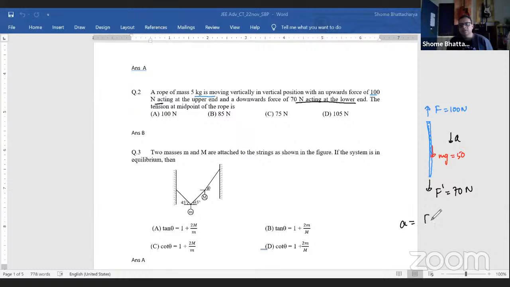So this downward acceleration is (F prime plus mg minus F) divided by m. So 70 plus 50, 120 minus 100, so 20 divided by 5. So 4 meters per second square downwards. Okay. Now we have to find the tension at the midpoint of the rope.